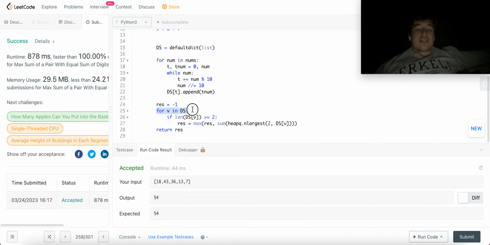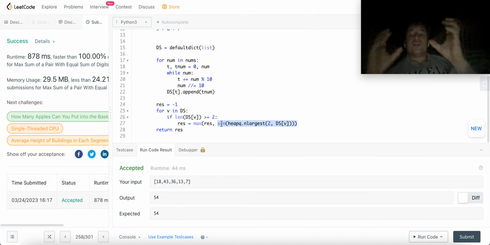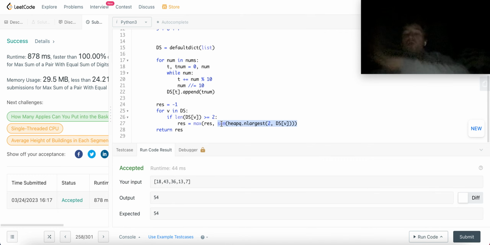And then here, I just look at all the values that I could possibly have. In the worst case, they all have unique values, right? So I look at all n values, and then I just determine the maximum of what res was and the 2 largest values. The reason why we do n largest 2 is because then we just look for the 2 largest things. We don't have to sort the whole system. We just need to find the 2 largest things when we go through the whole system.